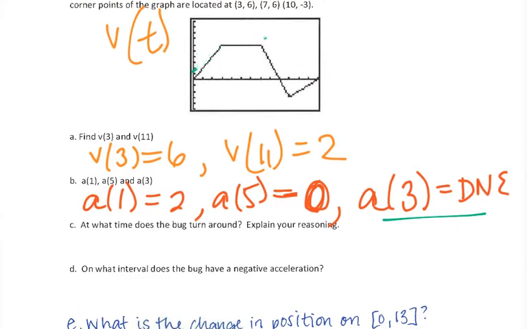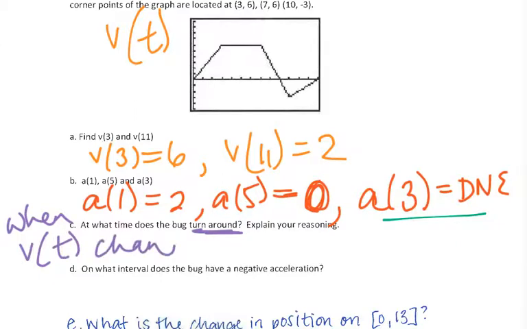All right, the next question is, at what time does the bug turn around? Well, velocity tells us direction. If the velocity is positive, it's going to the right. If velocity is negative, it's going to the left. So when is it turning around? It's when v of t changes signs. That's when it turns. So let's take a look.